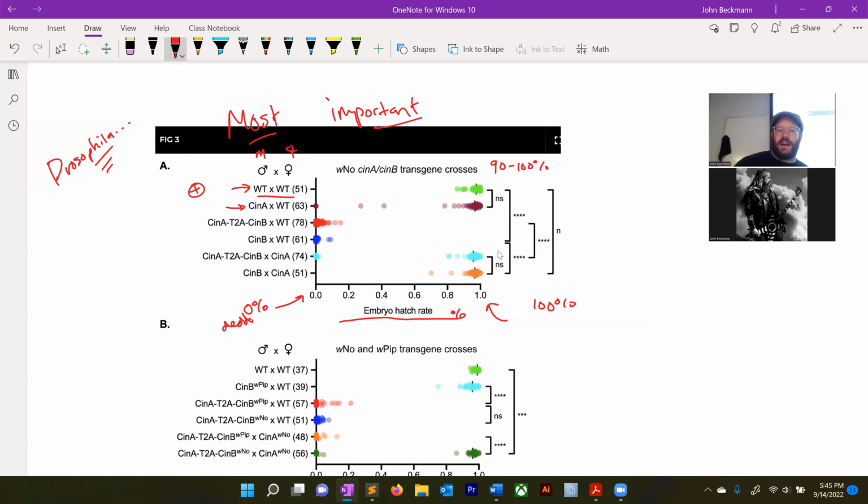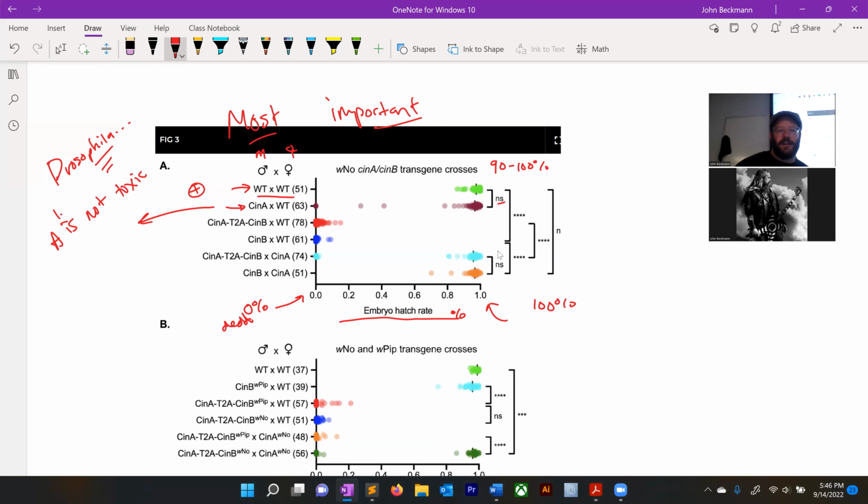Okay, then this one, what are they testing? An A male crossed to a female wild type. So what is that actually testing? If A is toxic. And is A toxic? Slightly? Because it says not significant. Oh, okay, then no. Definitely not toxic at all. Its mean is not even any different from the wild type. Does that make sense? Yes. Okay, good. So what's your conclusion here from this? A is not toxic.